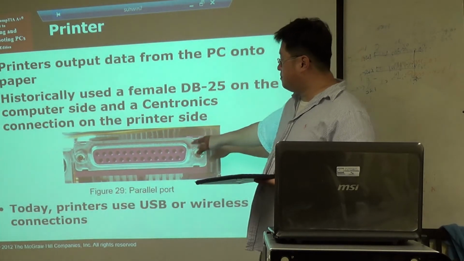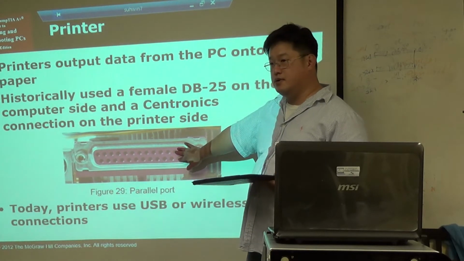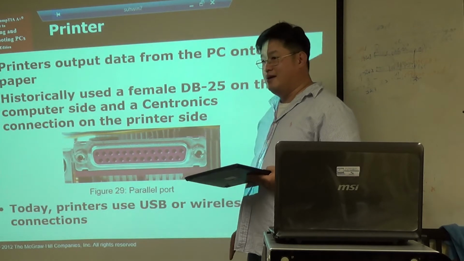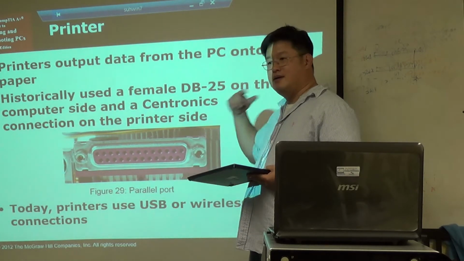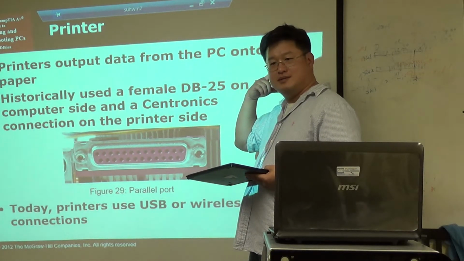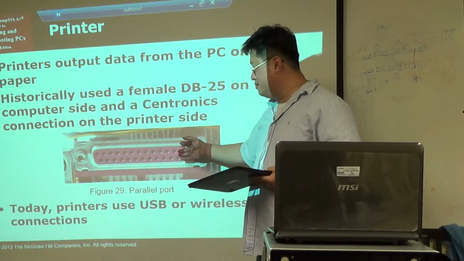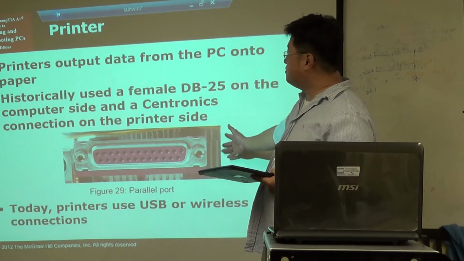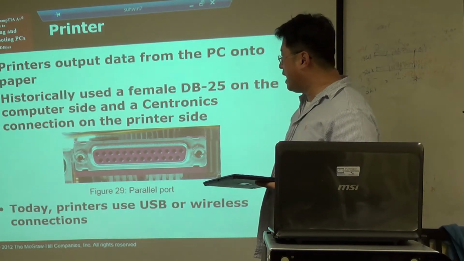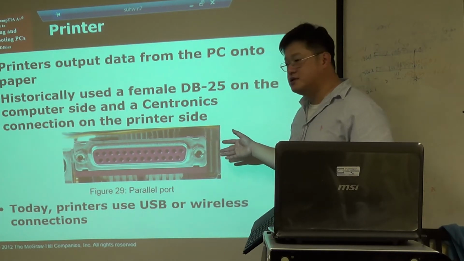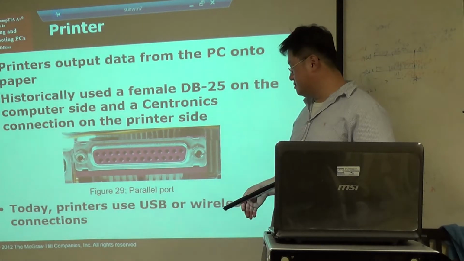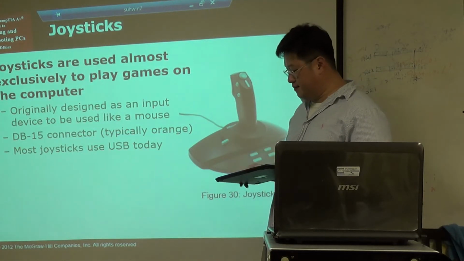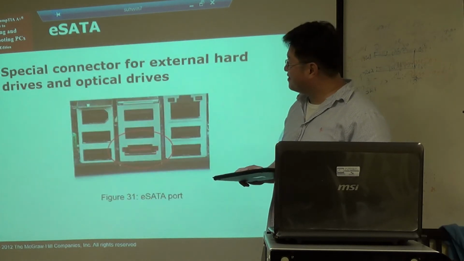Okay, printer is the pink, purple, burgundy color. I'm not sure, I think there was a burgundy for something. I think it was parallel. So this is the printer output device. Nowadays, today's printers are USB or wireless. Joystick, skip. It's not going here.